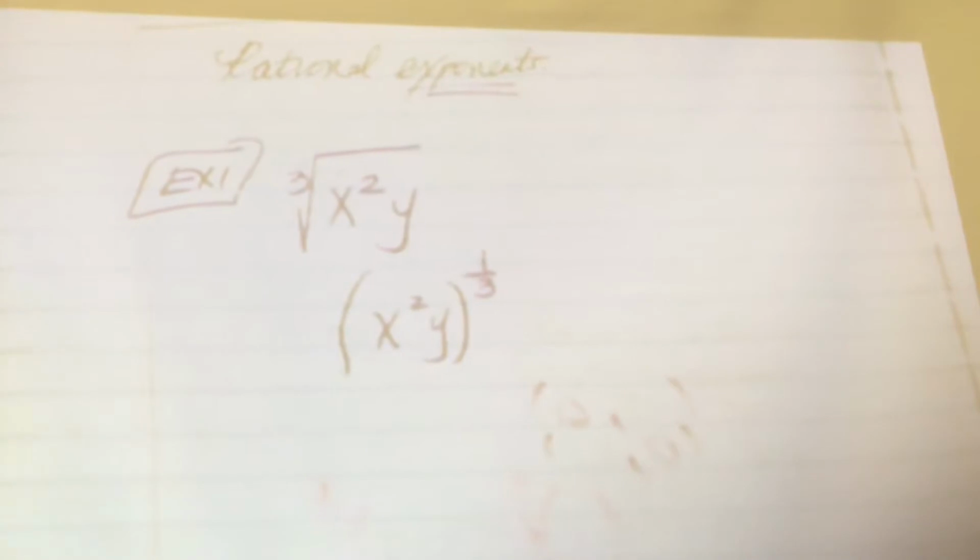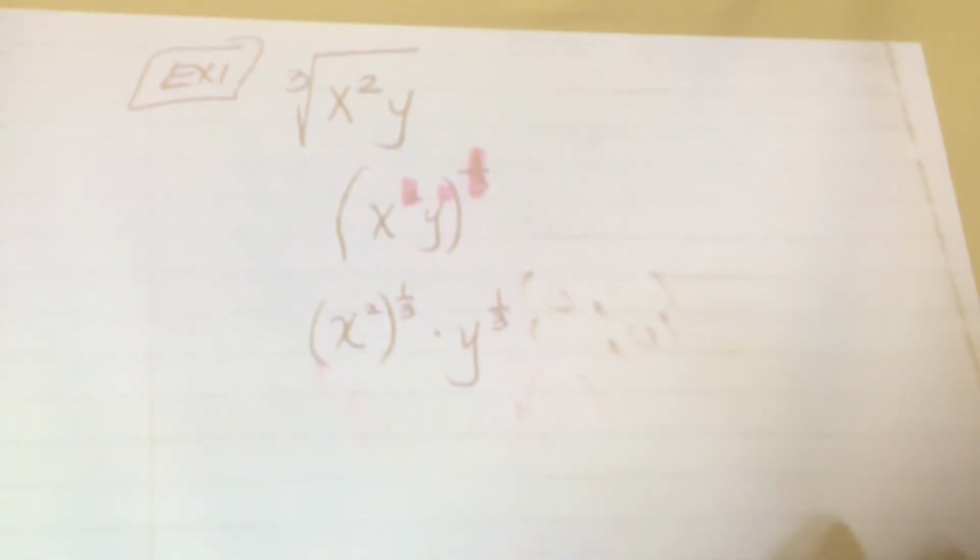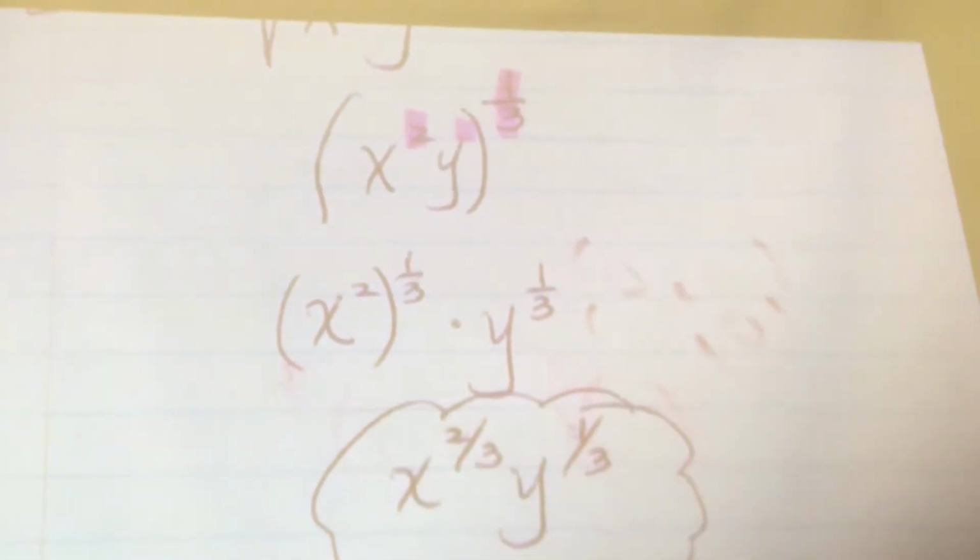Now you remember from Algebra 1, when you have a power to a power, you multiply the powers. So what you're going to do is you're going to say x squared times 1/3, and then that's going to be y to the 1/3. Well, 2 times 1/3 is 2/3. So my final answer here is x to the 2/3, y to the 1/3. Trust me, we're going to do plenty of examples so that you can catch on.